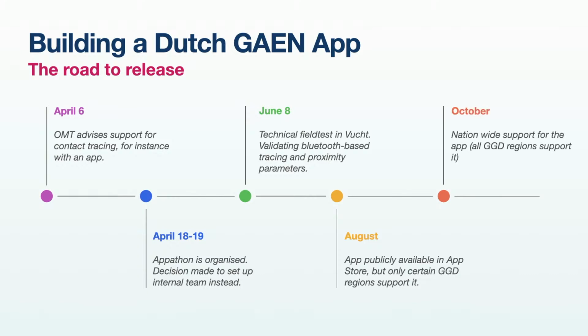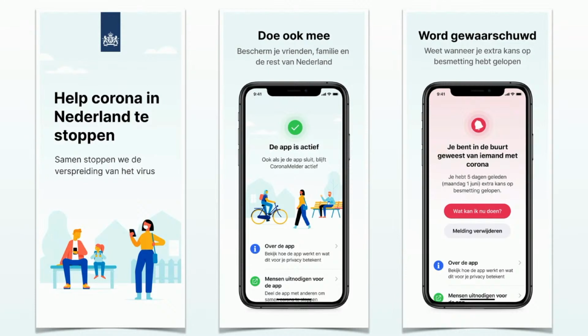And then in October, finally, all the health authorities in the Netherlands supported it, and it actually became an app that everybody could use and download. And actually did. A lot of people downloaded it. So this is what the app looks like with the most basic functionality. It's basically a pretty simple app from the front end. It only shows you whether the app is actually working correctly at the moment.